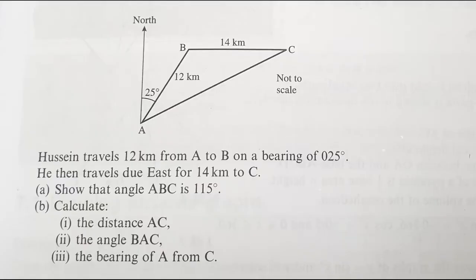The first question: Hussein travels 12 km from A to B on a bearing of 025 degrees. He then travels due east for 14 km to C. (a) Show that the angle ABC is 115 degrees. (b) Calculate the distance AC, the angle BAC, and the bearing of A from C.